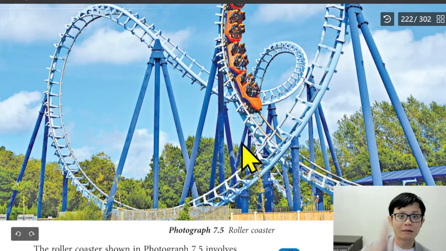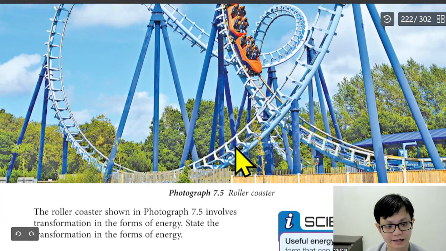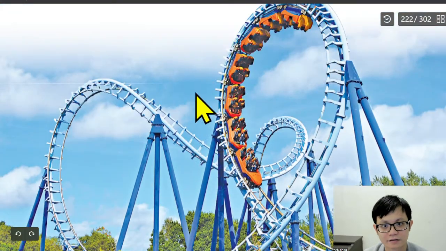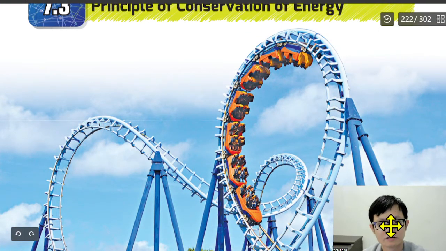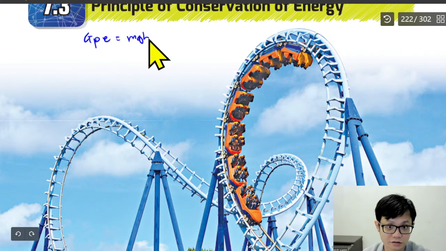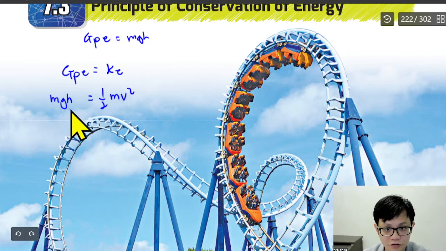If you want to go faster, you go up high. You increase the potential energy. Remember the formula? Gravitational potential energy equals mgh. Okay, so GPE, I change to kinetic energy. So mgh is equivalent to half mv squared. So the higher I go, the more speed I get.